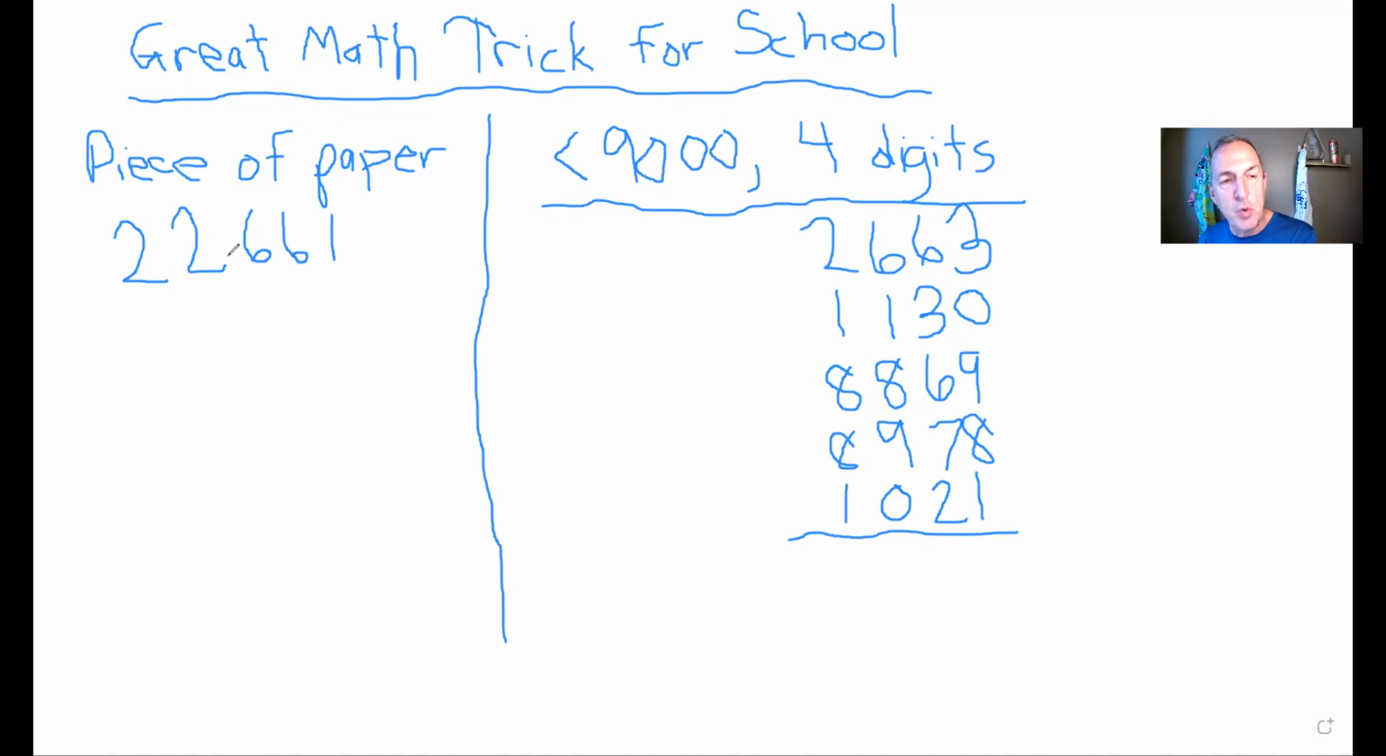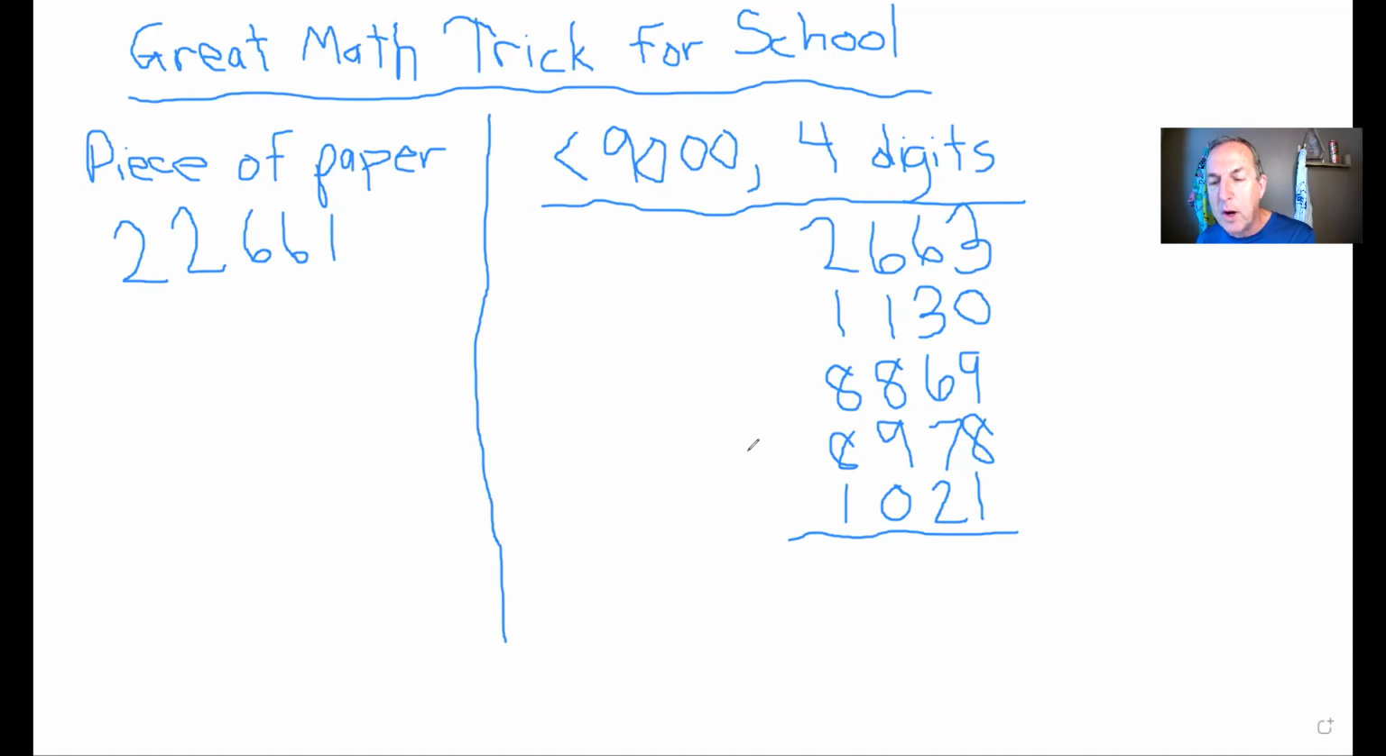From that, you wrote down this number, 22,661, on a piece of paper. You folded it up and told a student to hang on to it for a while. Then you had them pick another 4-digit number, in this case, 1130. Then you wrote down a number. I wrote down 8869. I'm going to show you how to do this trick in just a moment.